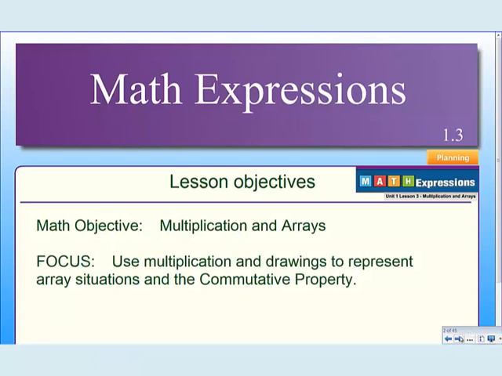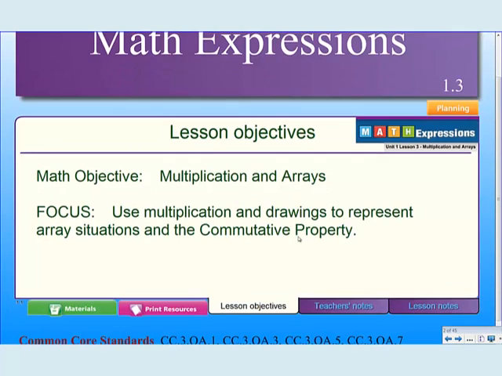The math lesson today is from Math Expressions, our math book, and we will be talking about multiplication and arrays. We're going to show you how to use multiplication in drawings to represent array situations and the commutative property. When I say commutative property, I want you to think of a mirror, because it helps us understand how we're going to get from one side of the problem to the other. And I'll talk about that later.